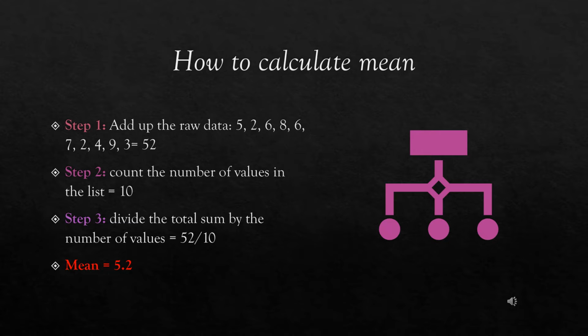The techniques a business can use is to calculate the mean. The first step is to add up the raw data. So in this example, adding up the raw data would give us 52. Then count the number of values that are in the list. For example, 10. In this list, there are 10 values. Then you divide the total sum by the number of values. So in this example, we do 52 divided by 10, which means the mean is 5.2.